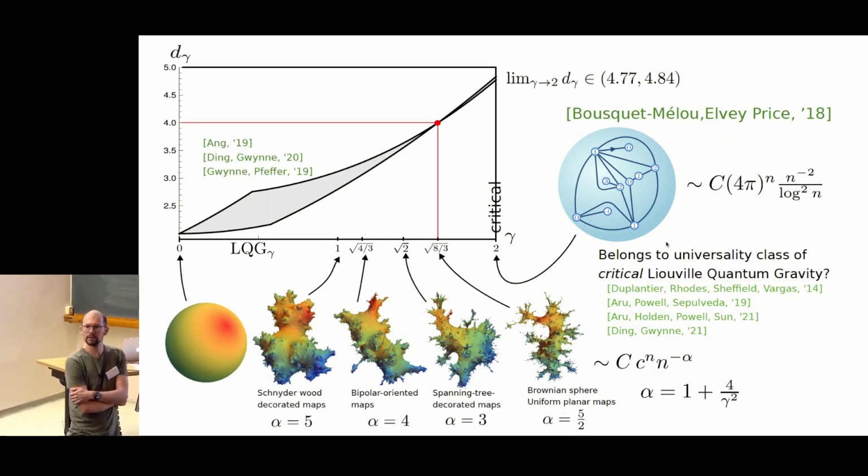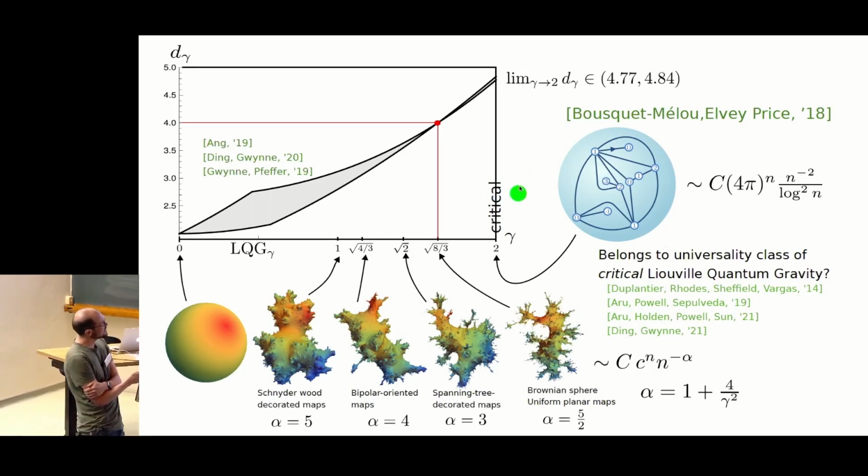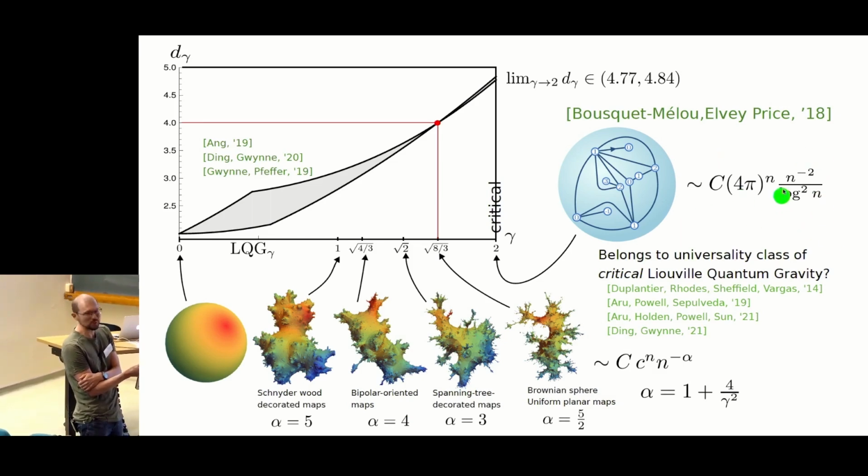What about log square n? Log square n? Yes, so this should be related to the fact that it's critical, so that it falls outside of the usual family, and you get additional logarithmic corrections. Not as far as I know. So it's not the KPZ formula. But okay, the KPZ formula predicts just the exponent. It says nothing about the exponent of the logarithm, as far as I know.